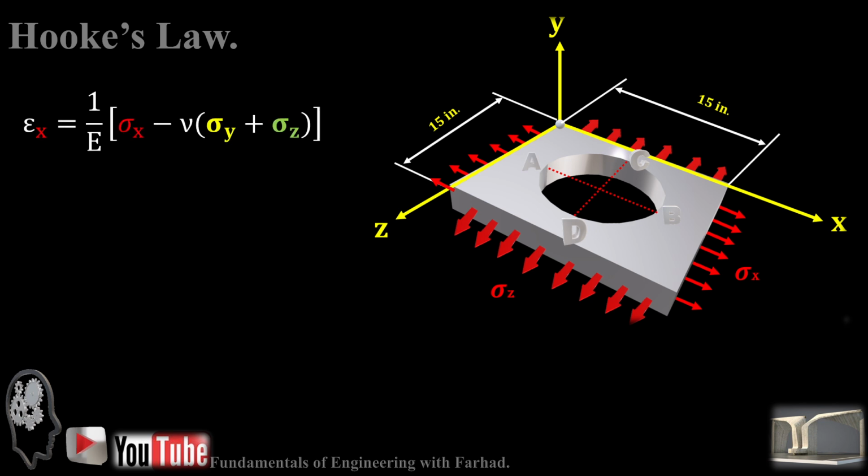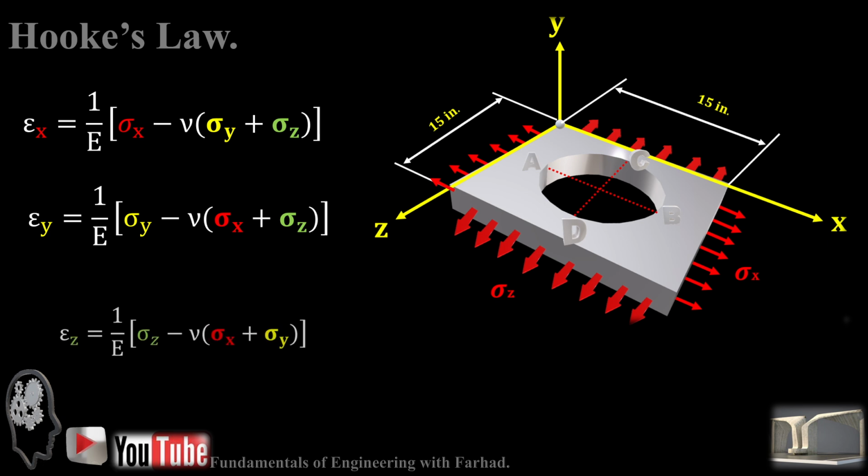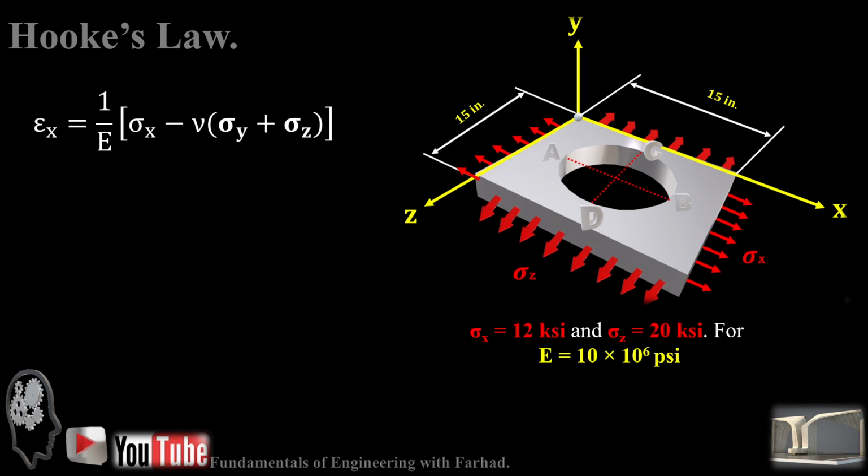So based on Hooke's law, we can jot down the strain, or epsilon, in the x, y, z directions. Epsilon x is 1 over E in brackets, sigma x minus nu in parentheses sigma y plus sigma z, close parentheses, close bracket, and that's the strain in the x direction. We can likewise have epsilon y and epsilon z in 3D space. And let's jump to the calculation of epsilon x based on Hooke's law.